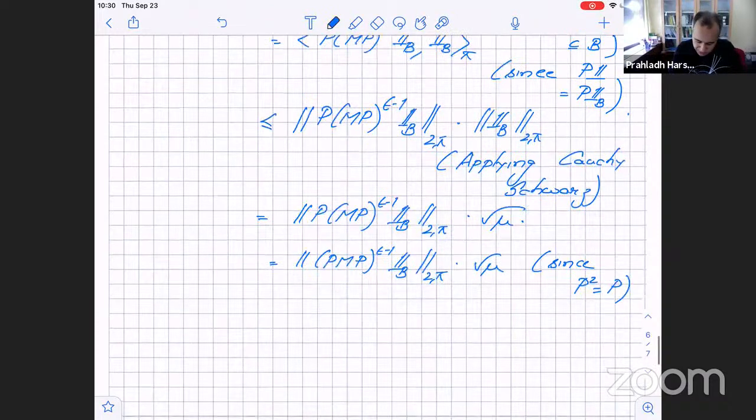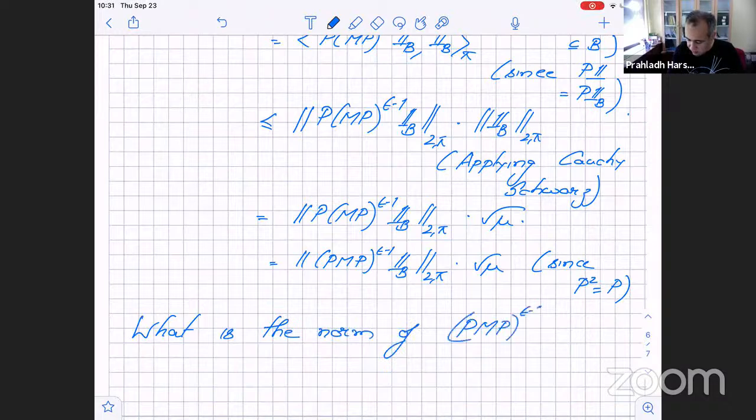So what we want to understand is, the question we are now left with, what is the norm of (PMP)^(T-1) 1_B? I take the vector 1_B, I hit it with PMP T minus 1 times, and I want to know what's its two norm after doing this. This is the question we want to ask.